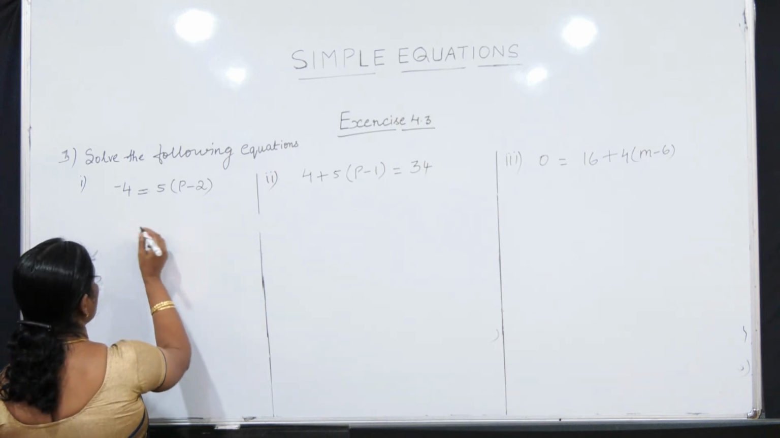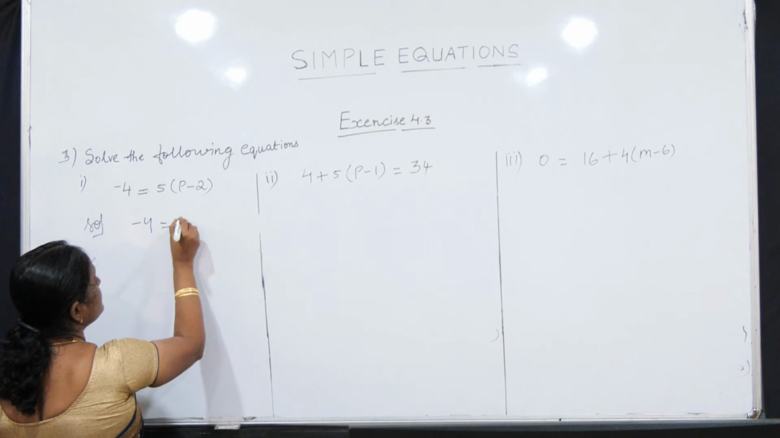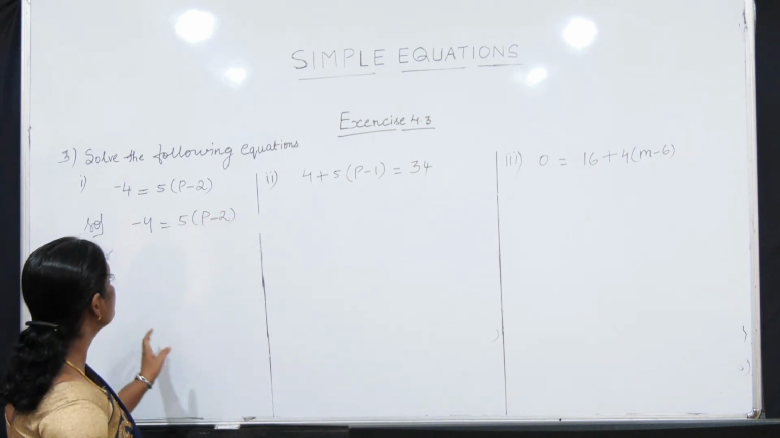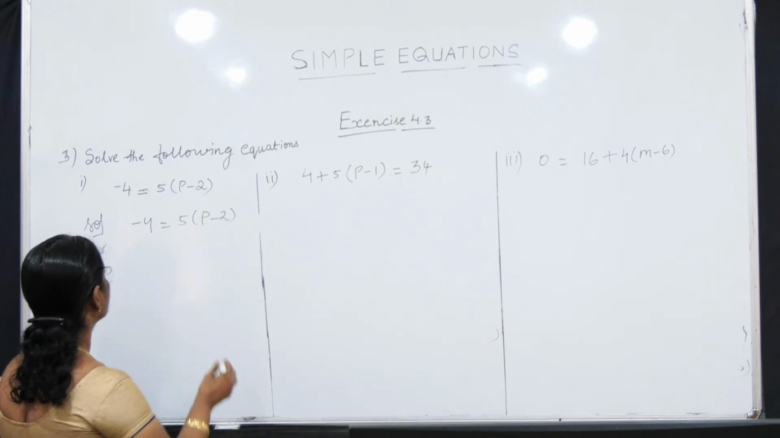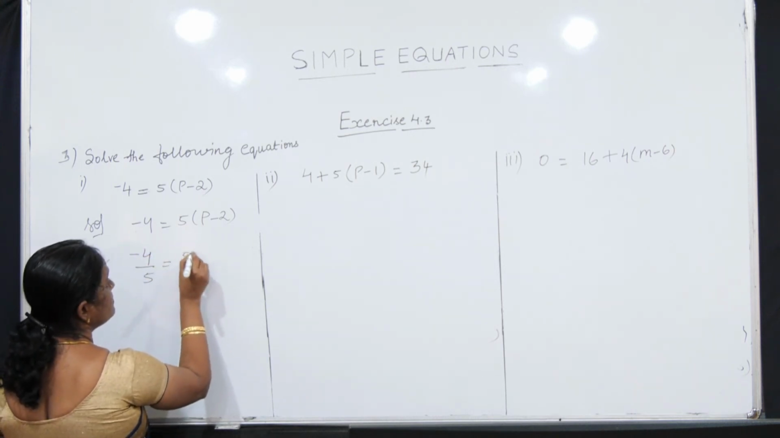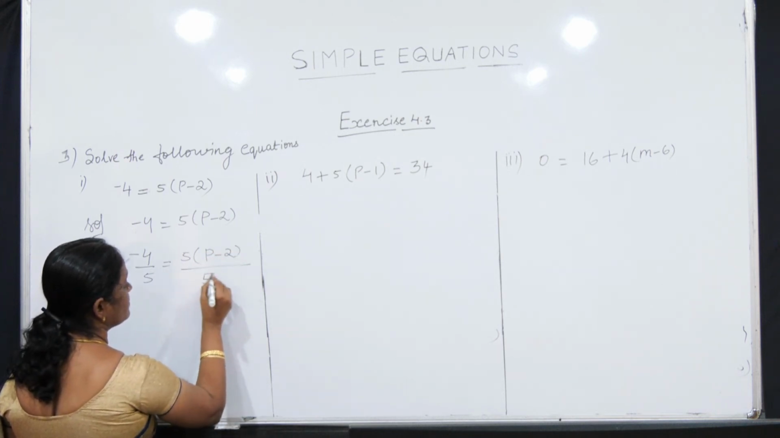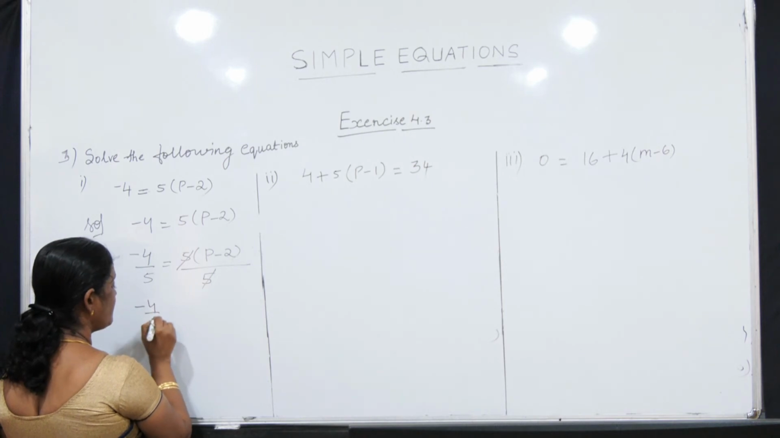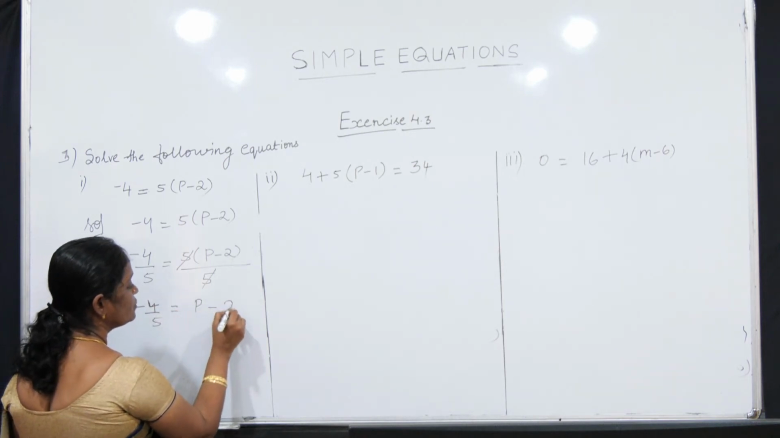The first one is -4 is equal to 5 into p minus 2. So here to remove the brackets we will divide both sides of the equation by 5. So it is -4 divided by 5 is equal to 5 into p minus 2 divided by 5. So here 5 will get cancelled. It is -4 by 5 is equal to p minus 2.